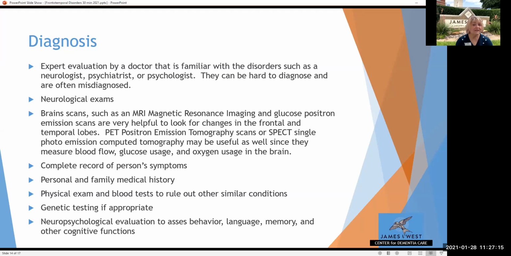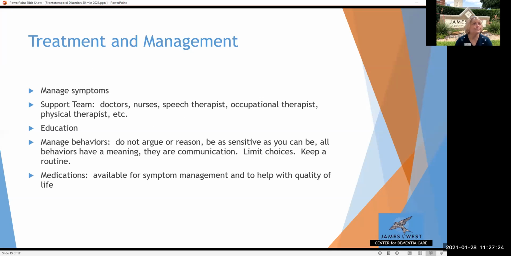This is where it's so important that family members keep a journal of any behaviors, the time that it happened, the date that it happened, and where it happened, so that you can start seeing a pattern.